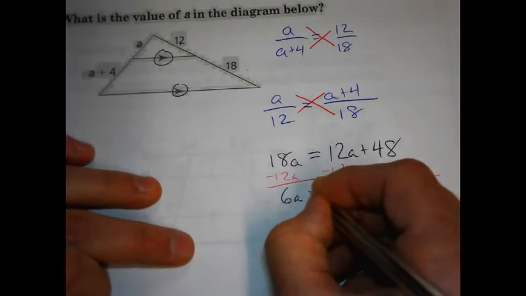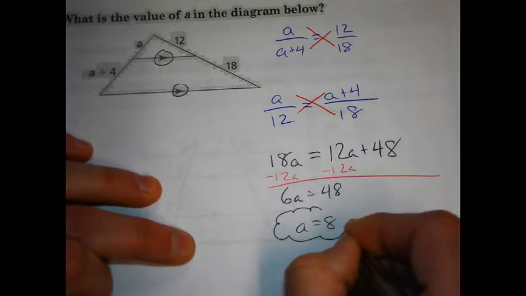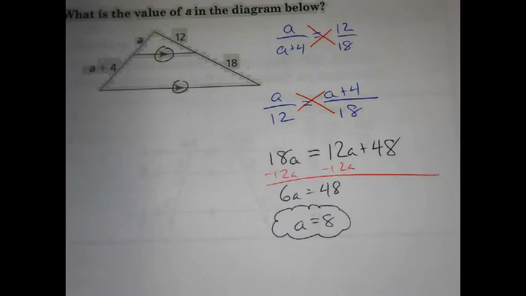So 6a would be 48. Divide both sides by 6. A equals 8. Bam, bam. And that's the side splitter theorem in action.